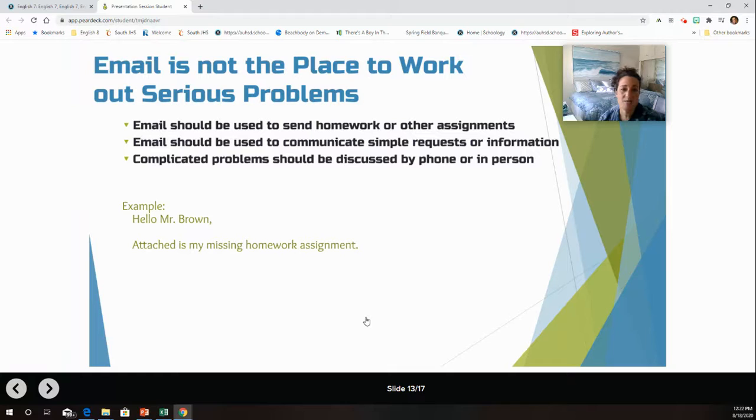Next slide. Email is not the place to work out serious problems. So it says the email should be used to send homework and other assignments. So if you have an assignment, you can upload it. Usually we're using Schoology, but if you needed to email it to a teacher, you could. It should be used to communicate simple requests or information. Complicated problems should be discussed by phone or in person. Okay?